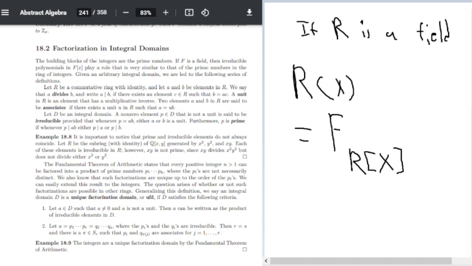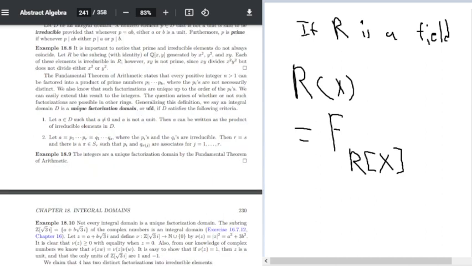A unit in R is an element that has a multiplicative inverse. Two elements a and b in R are said to be associates if there exists a unit u in R such that a equals ub. Now, let D be an integral domain. A nonzero element p in D that is not a unit is said to be irreducible provided that whenever p equals ab, either a or b is a unit. Furthermore, p is prime if whenever p divides ab, either p divides a or p divides b.